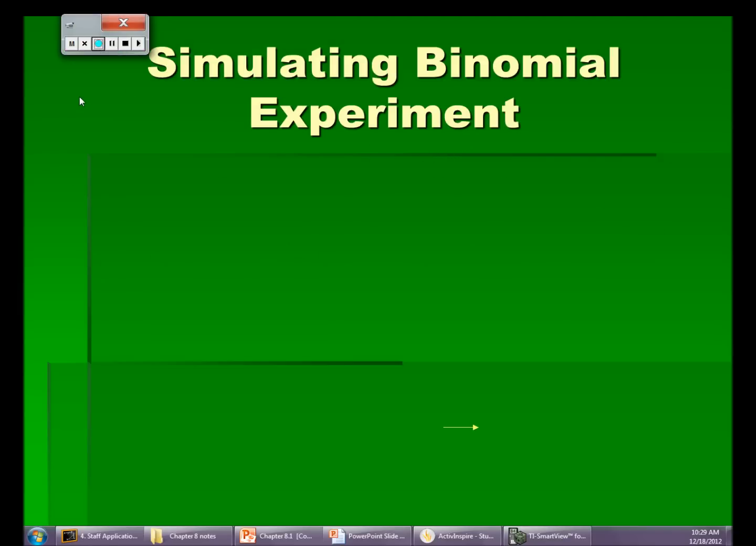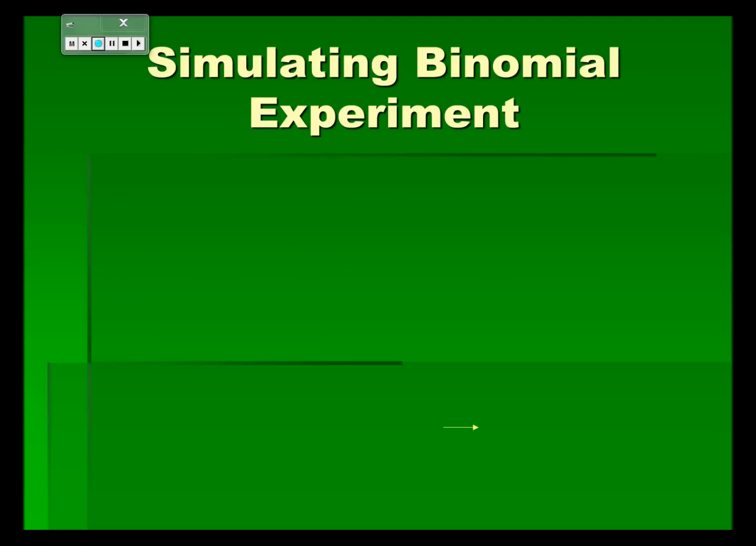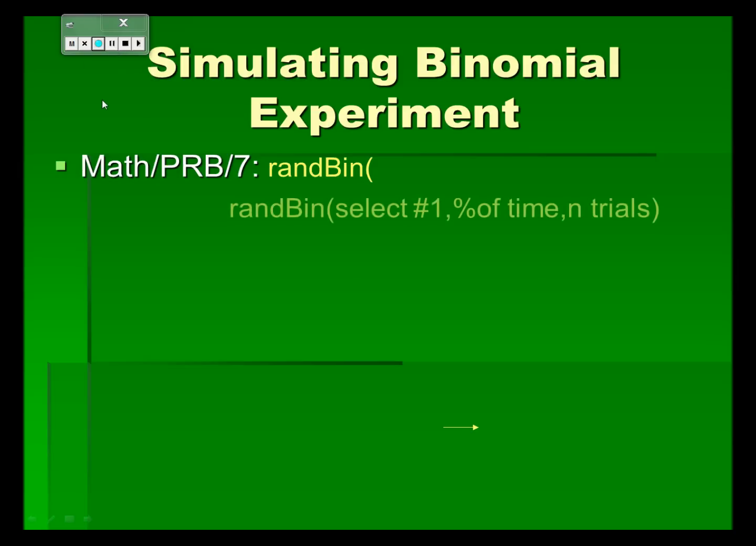Let's talk about simulating binomial experiments. On the calculator, math, over to PRB, option 7, random binomial values. The key command, there's going to be 3 numbers that go in. I'm going to select the number 1, comma, percent of the time for n trials. I'm going to simulate getting success or failure, where selecting the number 1 is considered a success.